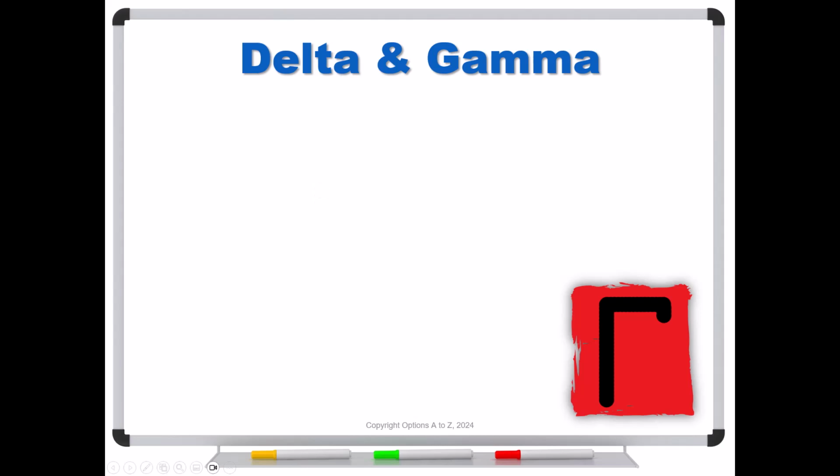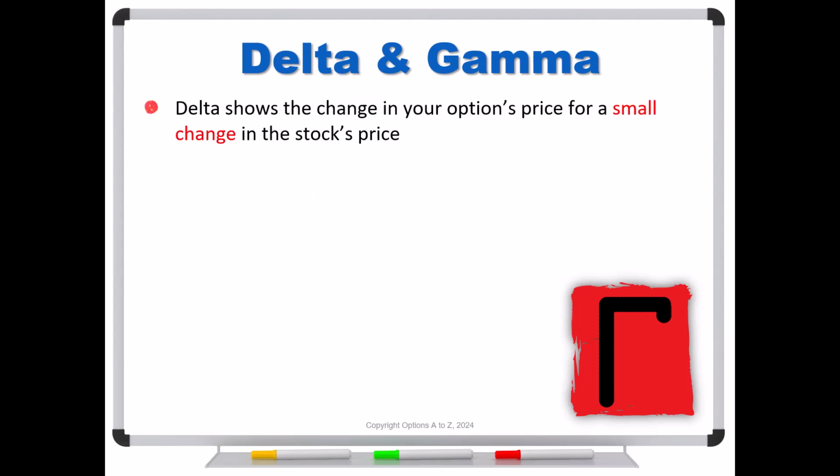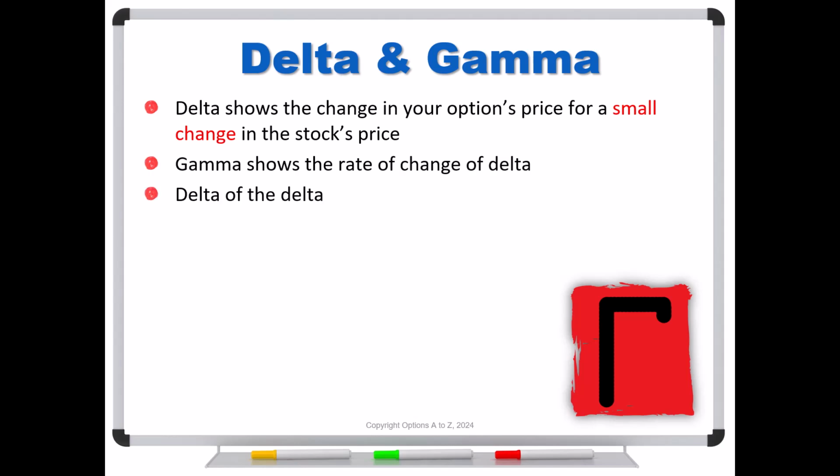Okay, so we previously talked about delta. Remember that it shows the change in your options price for a small change in the stock's price. But gamma shows the rate of change of delta. And that's why it's sometimes called the delta of the delta. So if we know gamma, you can add gamma divided by 2 to your delta, and that will give you a better approximation for your delta.